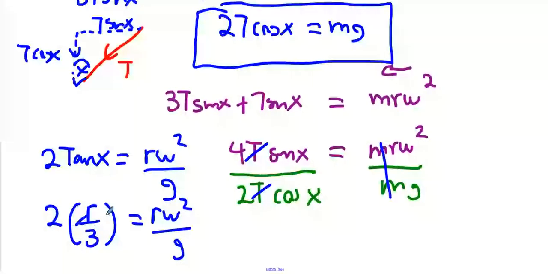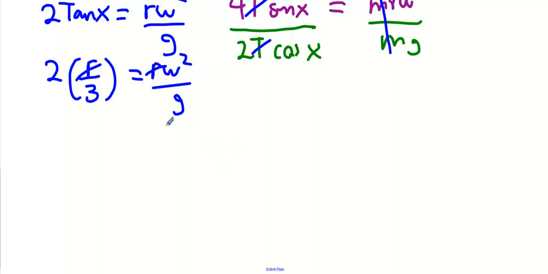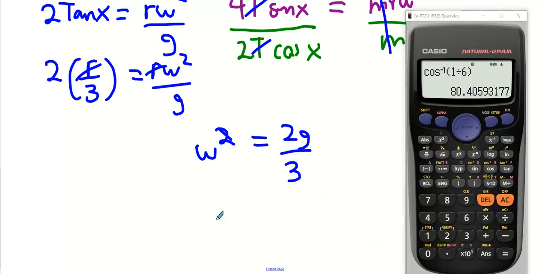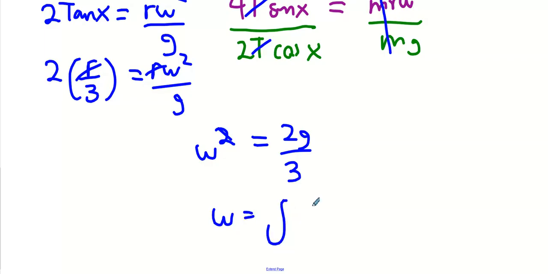The r's are gone, yeah? I'm on it now. It's not going to escape. Omega squared is, what is it? 2g over 3. Square root it and you're done. So you can say that omega is the square root of 2g over 3. Who got full marks for that?